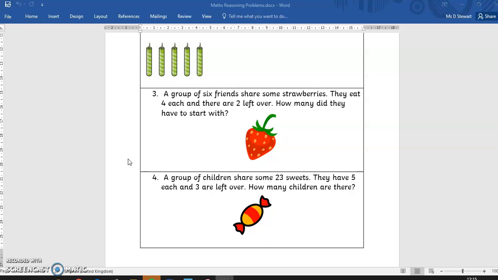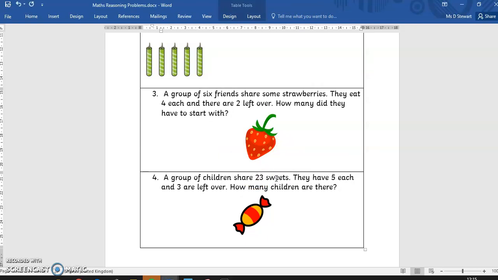Question 4, a group of children share, or we should say, I'm going to correct that now, share 23 sweets. They have 5 each and 3 are left over. How many children are there?